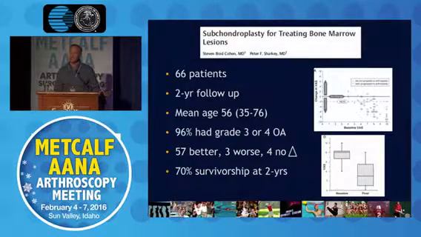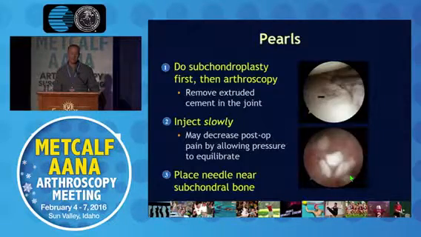The biggest study now is Steve Cohen's data, which is 66 patients with a 2-year follow-up. These all had much more significant osteoarthritis, and this is what this indication has been used for more than any others. And out of the 66, 57 were better, and you see the decrease in the VAS scores, the visual analog pain scores, pretty significant.